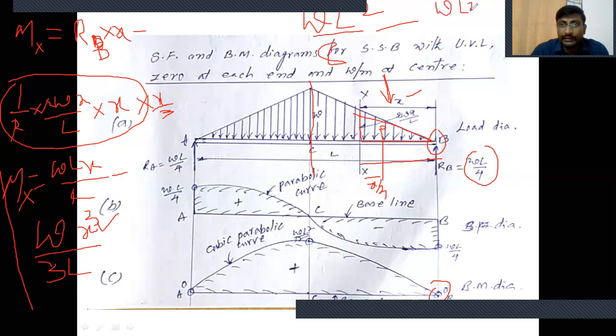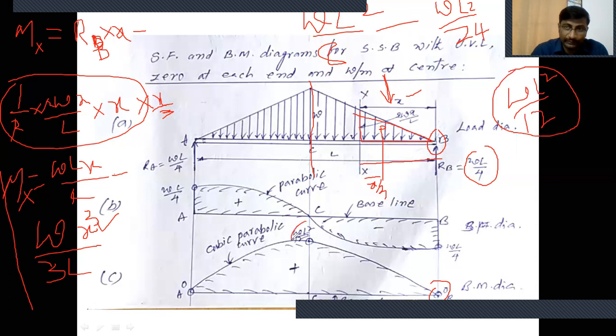If you substitute in place of x, L by 2, 24 is the LCM, 8 3 is 24, 3 W L square minus W L square by 24. So 2 W L square by 24, then we can get W L square by 12. W L square by 12 is the bending moment at center. This is the maximum bending moment. W L square by 12, I have written here.